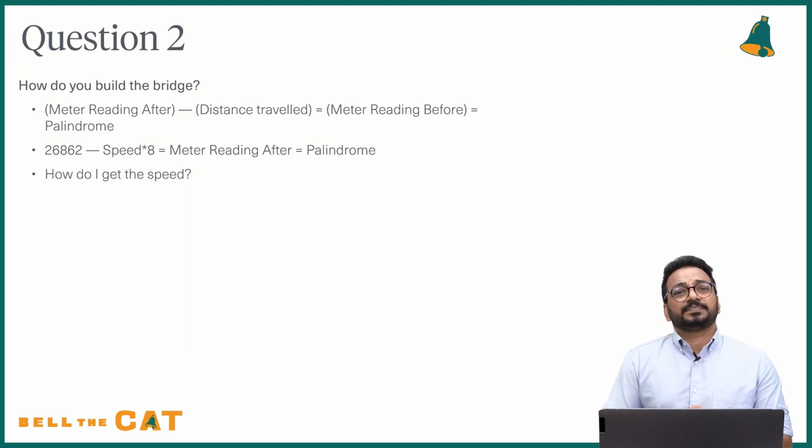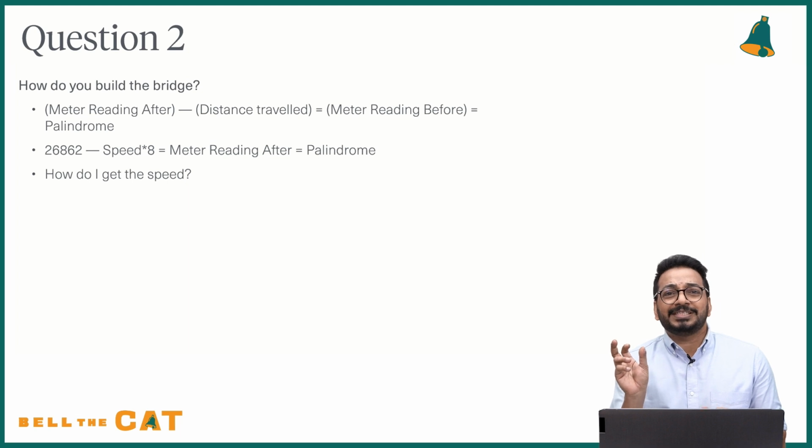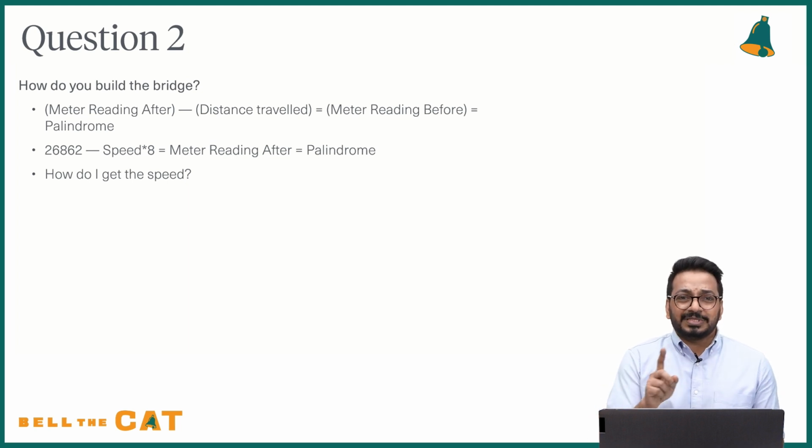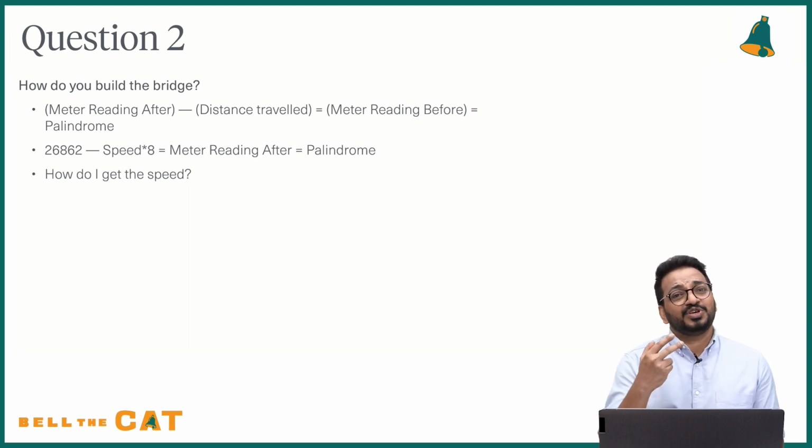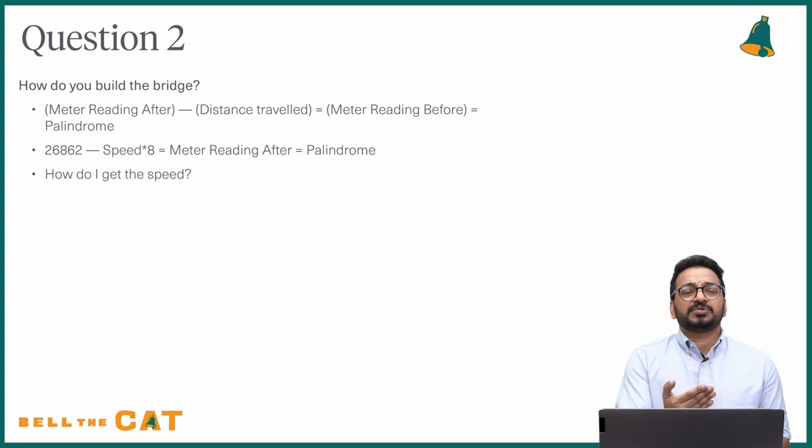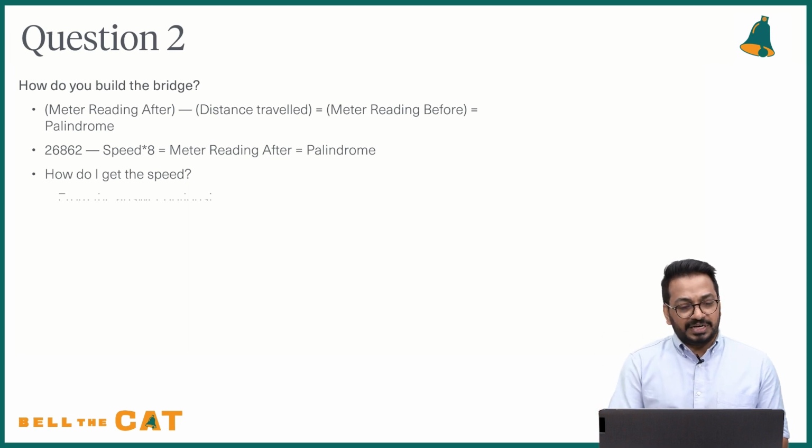How do I get the speed? This is when you think of, whenever there are answer options, you have to consciously think, can I use the answer options? The answer options will give you the speed. If you substitute the speed into this equation, all you need to see is that when you subtract it from 26862, will the meter reading before be a palindrome or not? Whenever it's a palindrome, that has to be your answer because they will not give you 2 numbers, right? You know you cannot form an equation here. You only need the speed. That is the only missing thing. Substitute the answer options and check if the condition is satisfied.